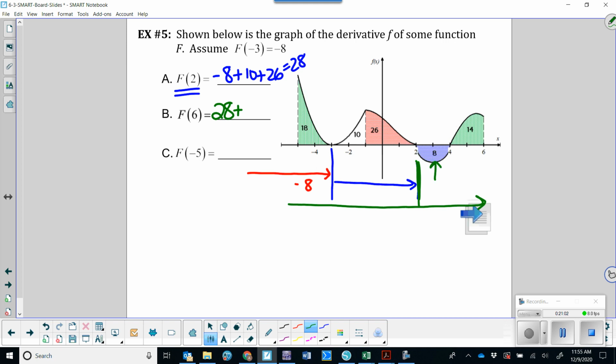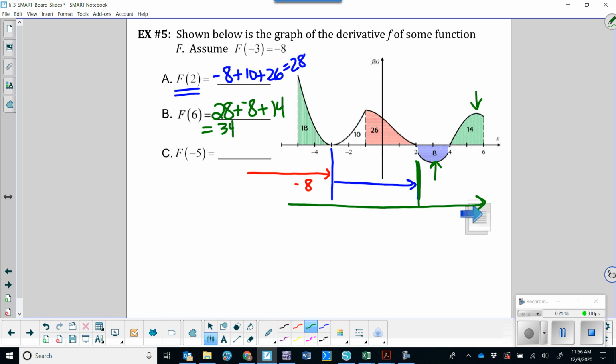Well, this one's underneath, so it's negative. So we're going to do plus -8. And then this one's above, so positive, plus 14. So my answer ends up being 34. Then we want to do f of -5.